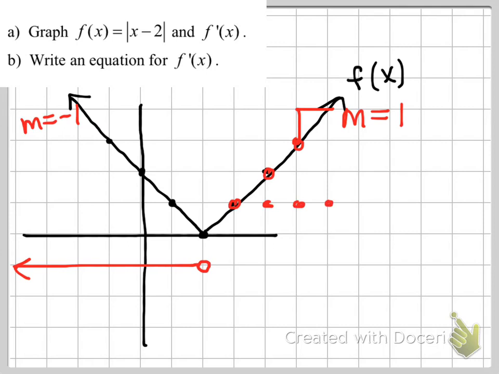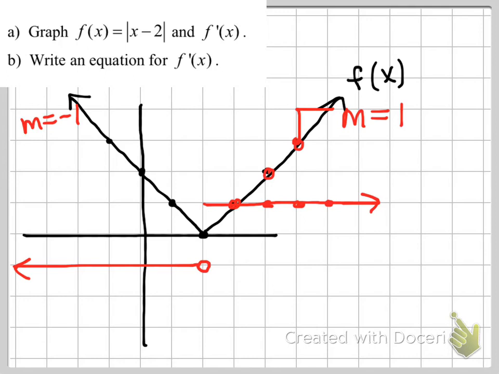And again, the slope is going to be +1 all the way, or I should say for every value where x is greater than 2. So that causes us to graph a horizontal line for the derivative of y equals 1.